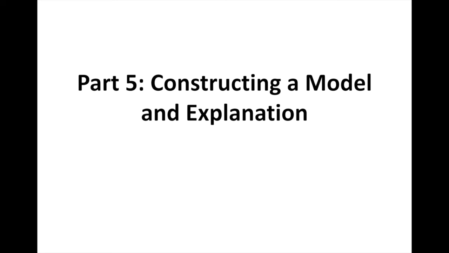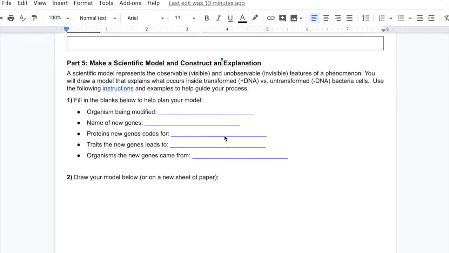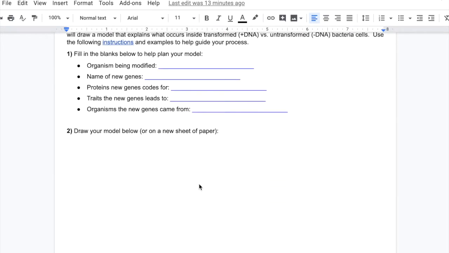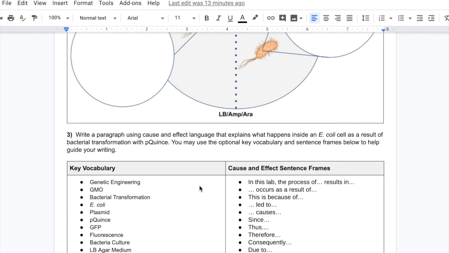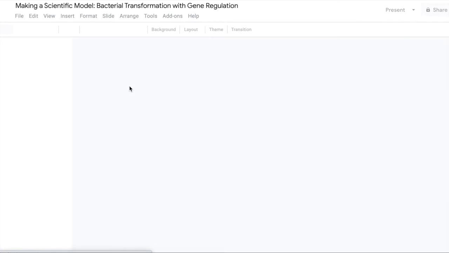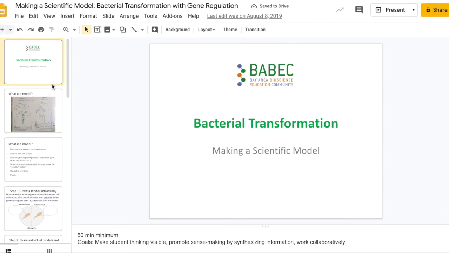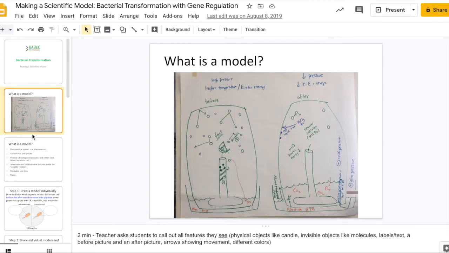Teachers may use a variety of assessments that work best for their classroom. We have included scaffolding for students to make a scientific model to help construct an explanation of the difference between transformed and untransformed bacteria. For students less familiar with constructing a model, we've included some instructions and examples here to help them get started.